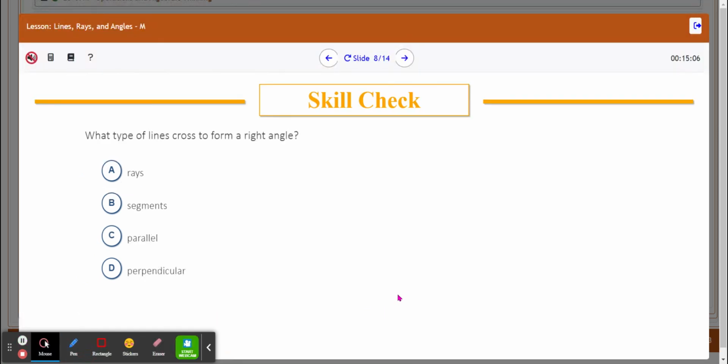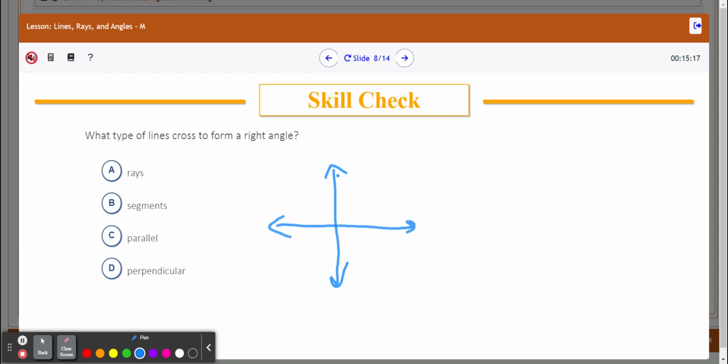The next question says, what type of lines cross to form a right angle? What kind of lines cross to form a right angle? Well, here's one line. Here's another one crossing. So remember, two lines that cross into each other and make a right angle are called perpendicular. Perpendicular are two lines that cross each other to form a right angle.